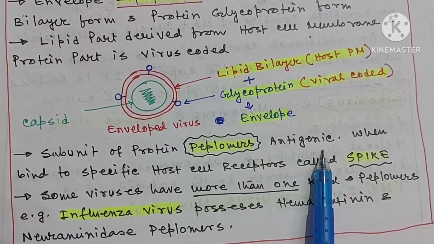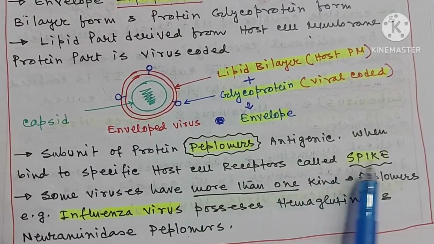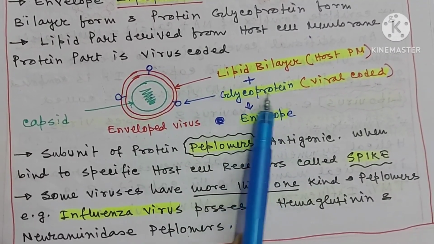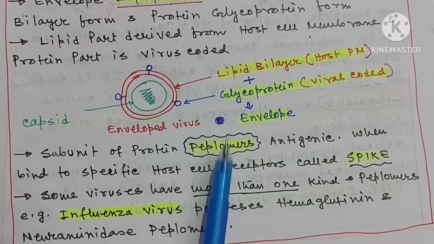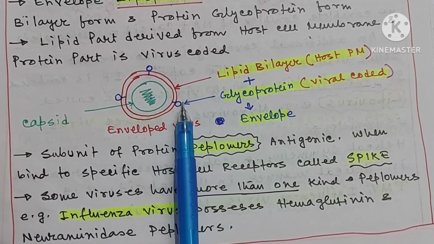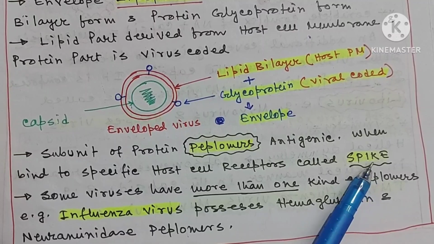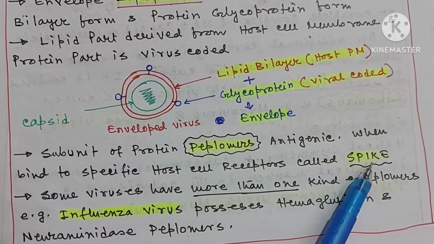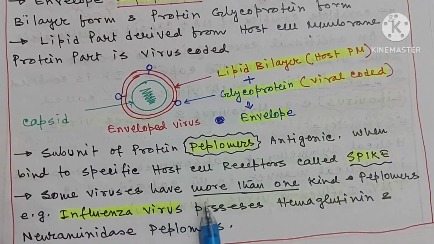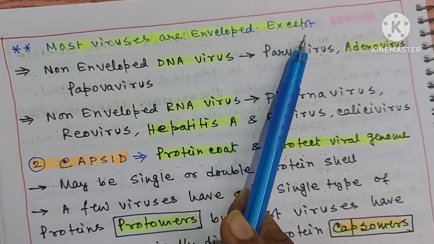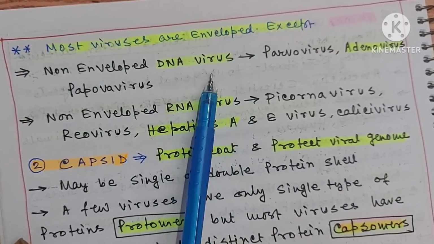Protein peplomers are antigenic, and when they bind to a specific host cell receptor they are called spikes. So the subunit of this glycoprotein, present in the envelope, is called the peplomer, and when this glycoprotein binds with the host cell receptor, it is called a spike protein. In coronavirus, or SARS-CoV-2, a spike protein is present, and it is also an enveloped virus. Some viruses have more than one kind of peplomer, like influenza viruses, which possess hemagglutinin and neuraminidase peplomers. Most viruses are enveloped, but some viruses are non-enveloped.